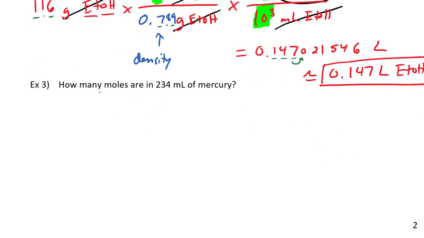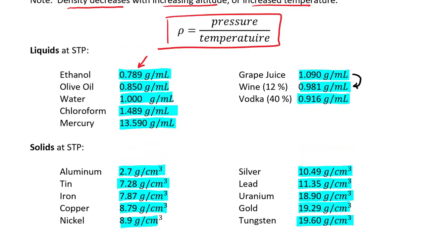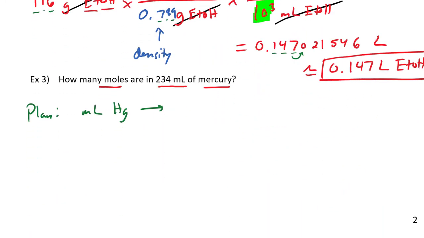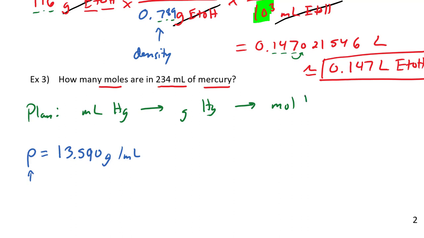Next one asks me how many moles are in this many mL of mercury. So let's write down a plan. We have milliliters of mercury. We will go to our density of mercury. What's our density of mercury? Density of mercury is right here, 13.590 grams per mL. Please note that this is the Greek letter rho. This is the symbol for density. So using our density, we'll convert from mL of mercury to grams of mercury. Finally, we'll use the molar mass to convert from grams of mercury to moles of mercury.